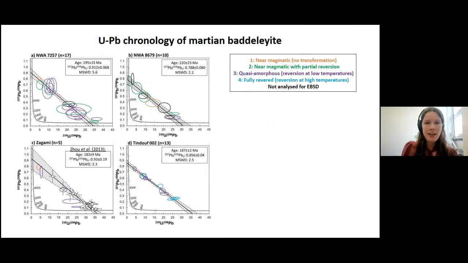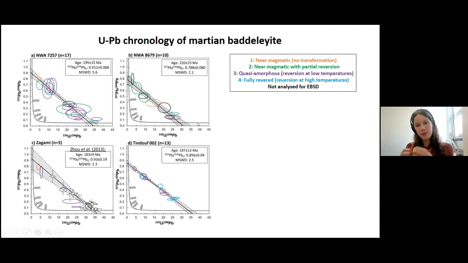However, if we plot our uncorrected analyses on these Tera-Wasserburg plots, what you see is that every single one of our samples forms a very nice discordia, which within cogenetic samples like this is indicative of closed-system uranium-lead isotopic behavior. And we find that microstructure bears no resemblance, so there's no link between microstructure and the uranium-lead isotopic composition of our studied baddeleyites.